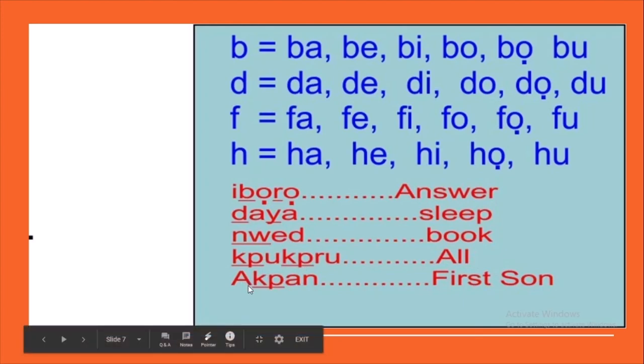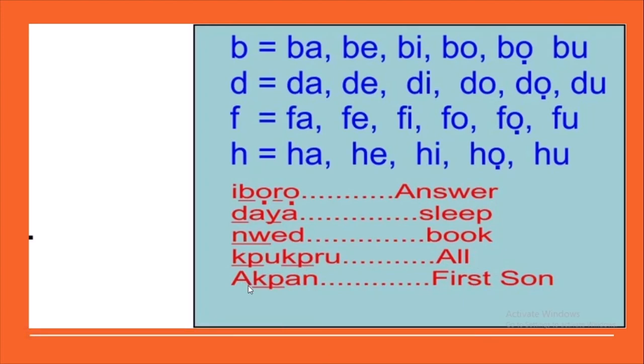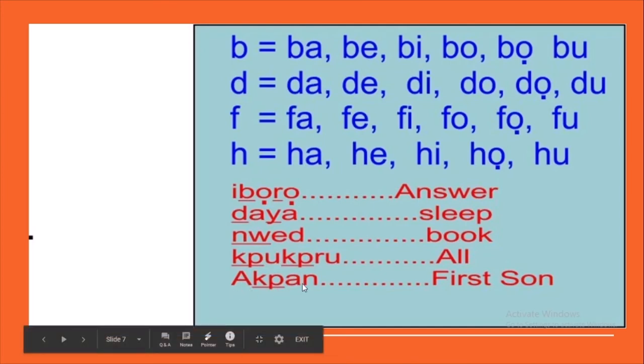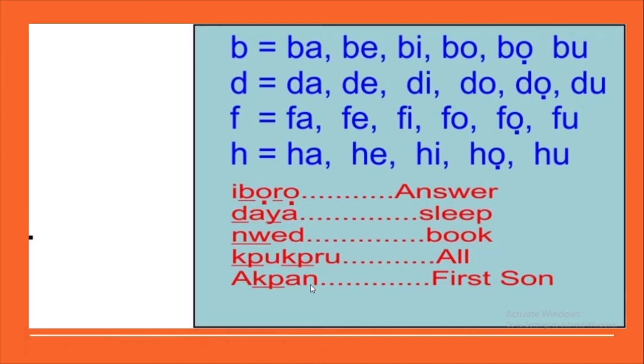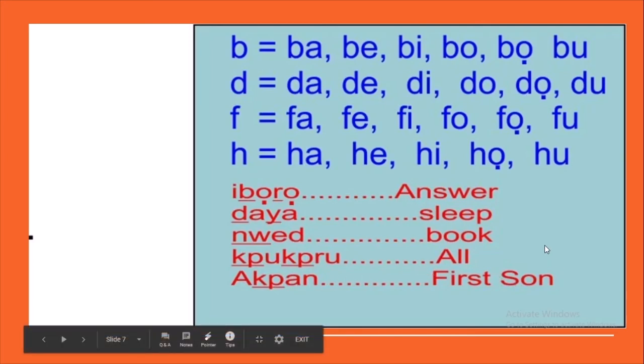Then you also have another common word here, which is Akpan. Akpan means person. So if you see here, you see A, you see K, you see A. So we have Akpan: the A, the KP, the N. Akpan, which is what? First son. So these are how to use vowels and consonant sounds in your pronunciation.